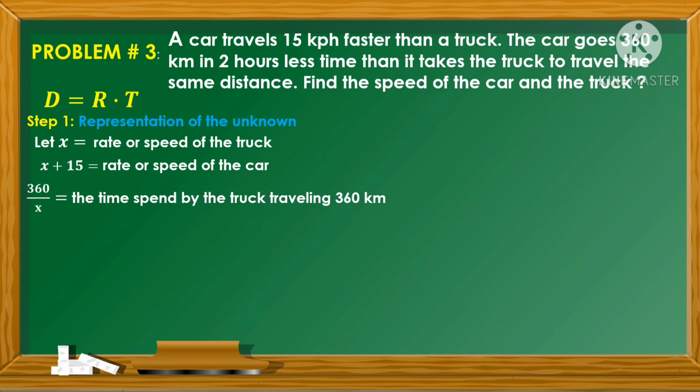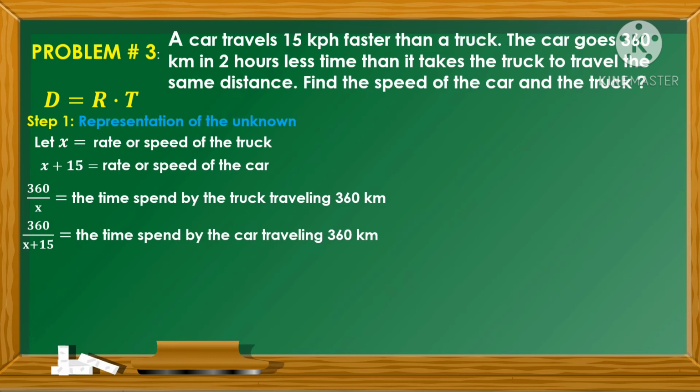So, yun yung rate ni car. So, kukunin natin yung time. Kasi sabi doon, the car goes 360 km in 2 hours, less time than it takes the truck to travel the same distance. Yung distansya na na-travel nila, 360. So, distance divided by the rate, yun yung time. So, ang time na-spent ni truck to travel 360 kilometers is 360 over x. Yan, kaya 360 over x, yun yung time. Okay, yung time na naman na-spend by the car traveling 360 km is 360 over x plus 15.